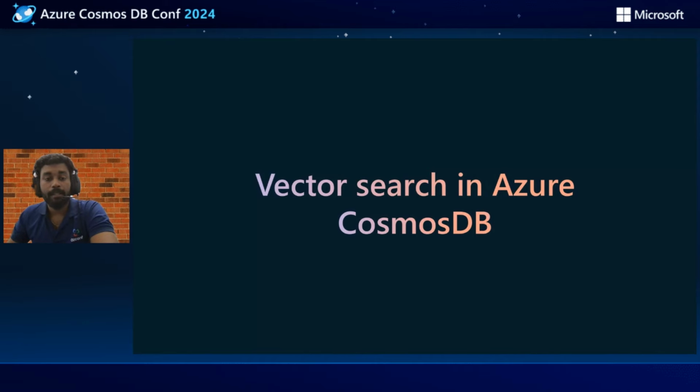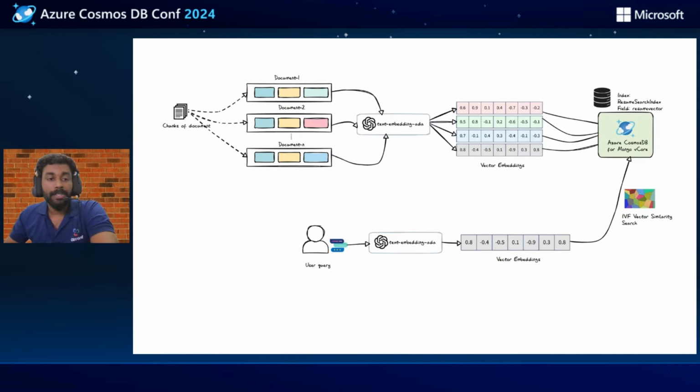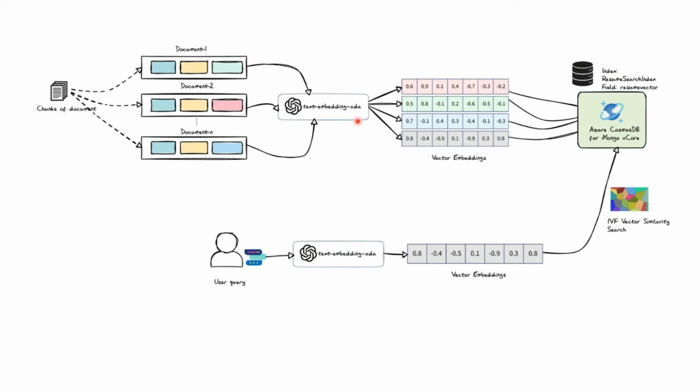And coming to the vector search, this is how it looks behind the scenes. So these chunks of the documents, which we created in the previous phase, will be fed into the text embedding data model to generate the embeddings of them. This is nothing but an array of numbers, which is a vector representation of that data. It will be stored in the Azure Cosmos DB for MongoDB vCore. So here we have already created an index and a respective field where we will be storing these vector embeddings.